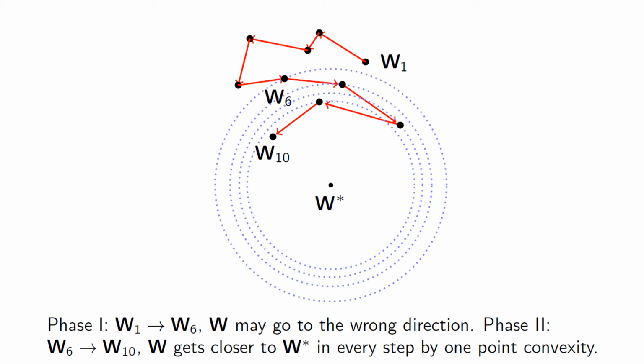However, after running SGD for a few more steps, we will be entering a nice one-point convex region, which is phase 2. In this figure, phase 2 starts with W6. In phase 2, the gradient will be pointing to the approximately correct direction in the sense that it has positive inner product with the correct direction pointing to W star. Therefore, if we take small step size, we'll be getting closer and closer to W star after every iteration and finally converges. But how do we precisely characterize this process?